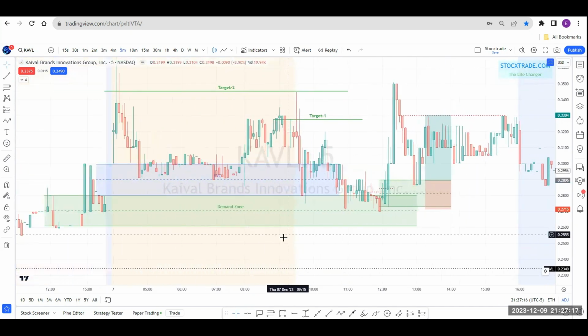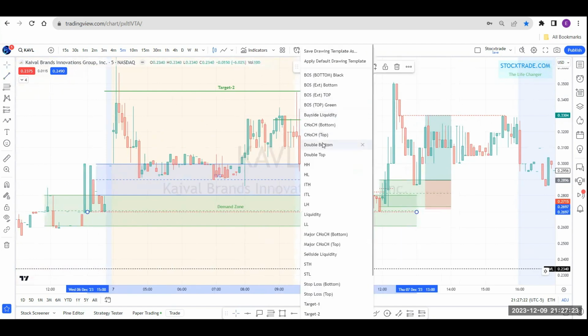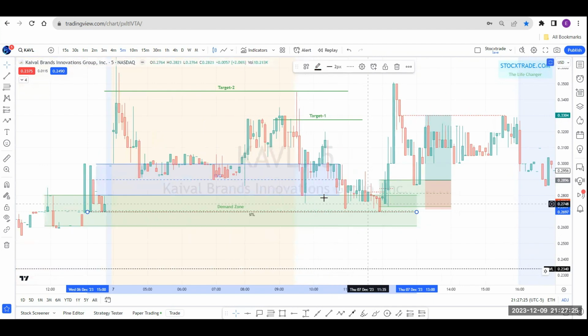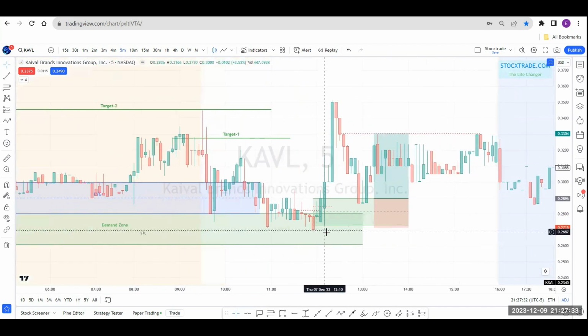And it was not breaking the previous low. This was my swing low, which you call the STL level, short-term low. STL is short-term low, STH is short-term high. So it is not breaking the STL and it is giving me the impulsive move.